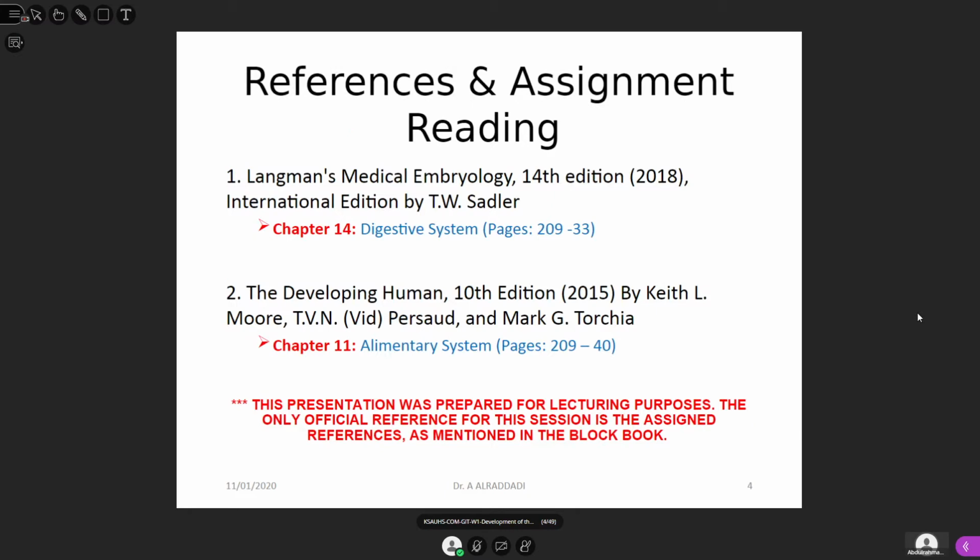And these are the references for this session and the assignment reading: Chapter 14 in Langman's Medical Embryology and Chapter 11 in Moore's The Developing Human. Just note that this presentation was prepared for lecturing purposes, and the only official references for this session are the assigned reference books, as mentioned in the blog.